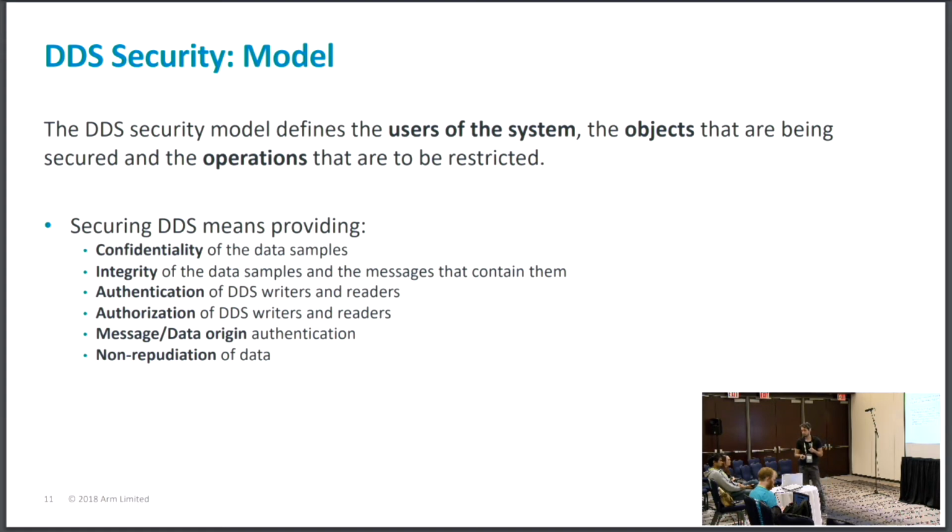There is authorization, so if you have a node that is allowed to join the domain, you still might restrict what it can do. So it might only be able to publish specific topics, or it might just be able to read some of the topics. And then message data origin, which means you know where it's coming from, and non-repudiation of the data as well. So you know you cannot deny sending or receiving some of the data.